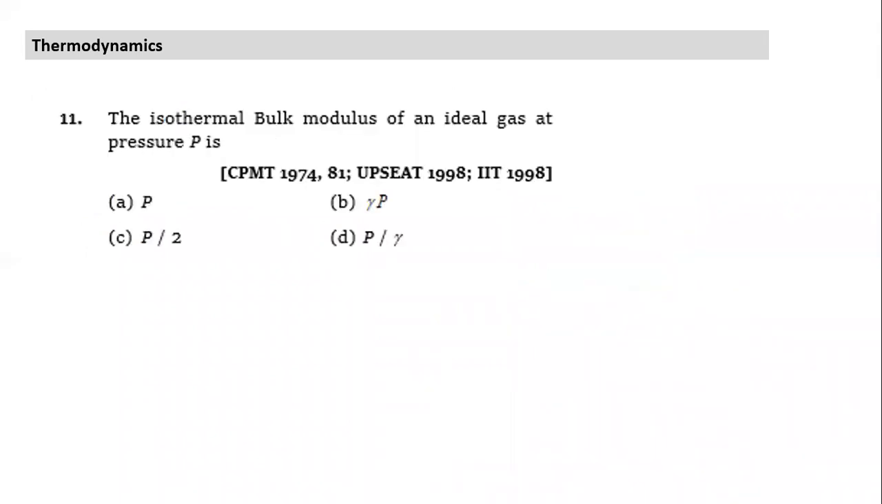So let's look at what is the bulk modulus of an ideal gas at pressure P, the isothermal bulk modulus. Do you recall what bulk modulus is equal to? Delta P by minus delta V by V. So if I have to find bulk modulus for an isothermal process, I'll use this process. PV is equal to constant. And since I need dP and dV terms, I will differentiate this. It becomes VdP plus PdV is equal to 0. So from this equation, what is dP equal to? dP is equal to minus PdV by V.